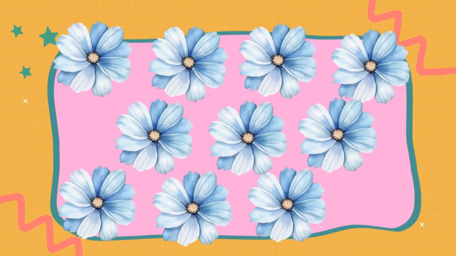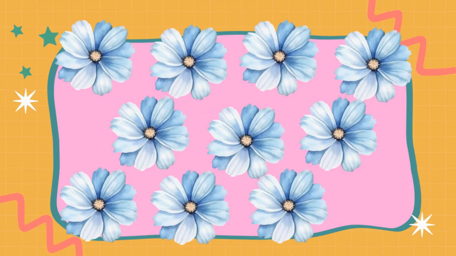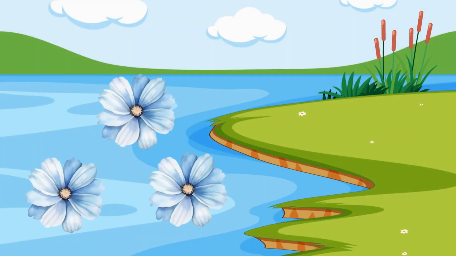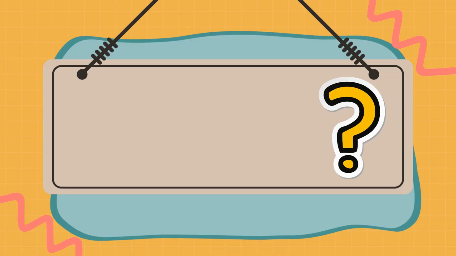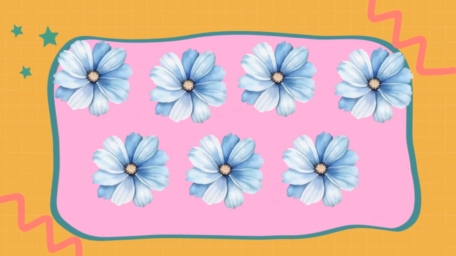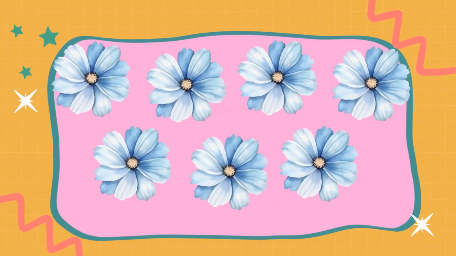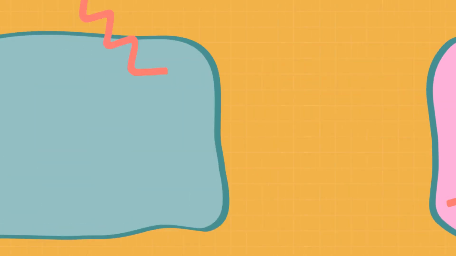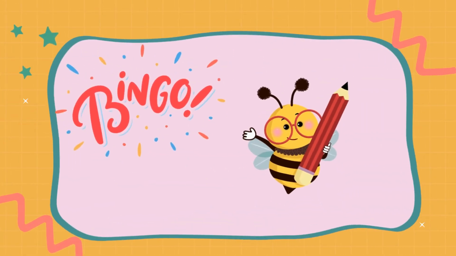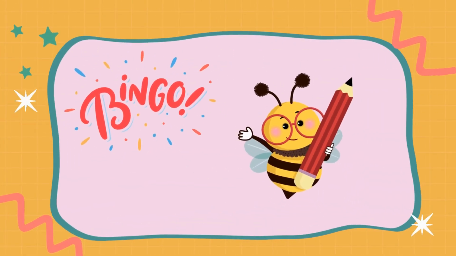There were 10 cosmos flowers. 3 of them fell to the ground. How many cosmos flowers are left? The answer is 7 cosmos flowers. So 10 minus 3 is 7. Bingo! Daisy is the best.